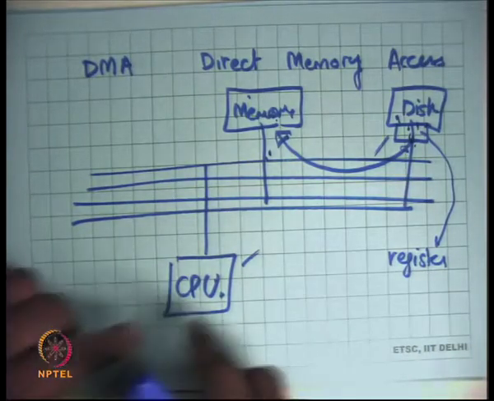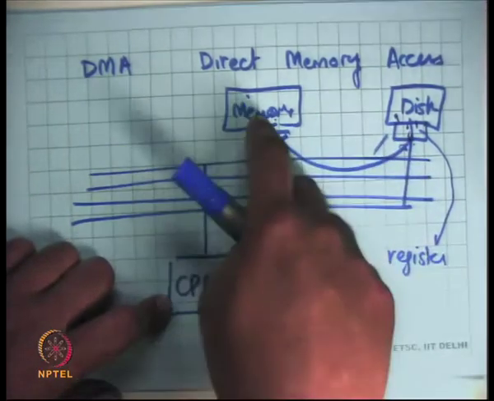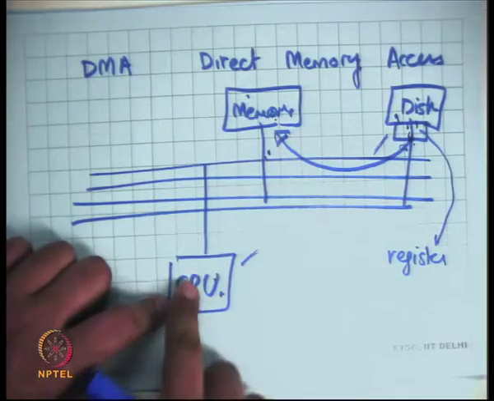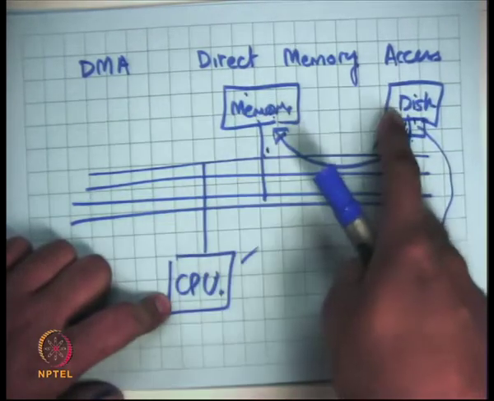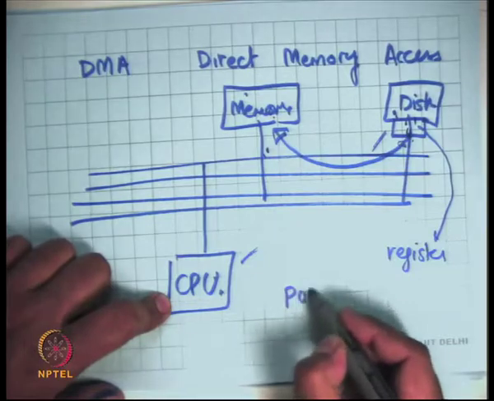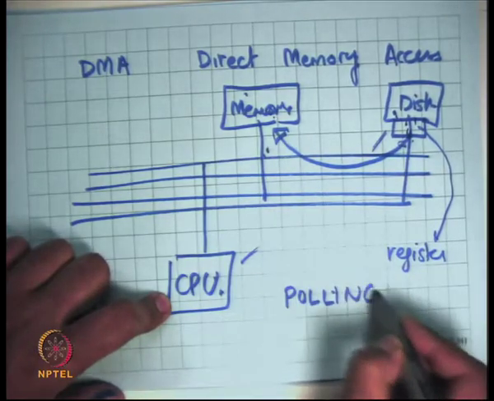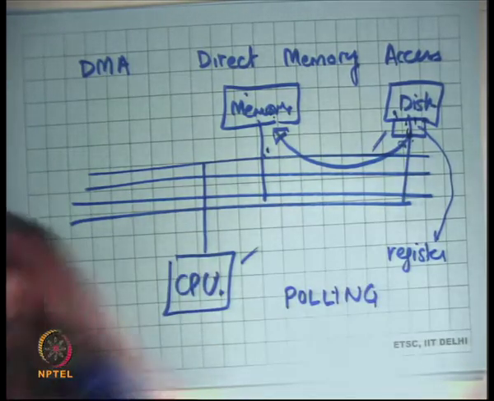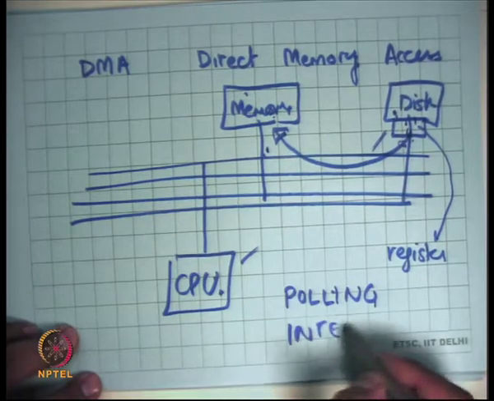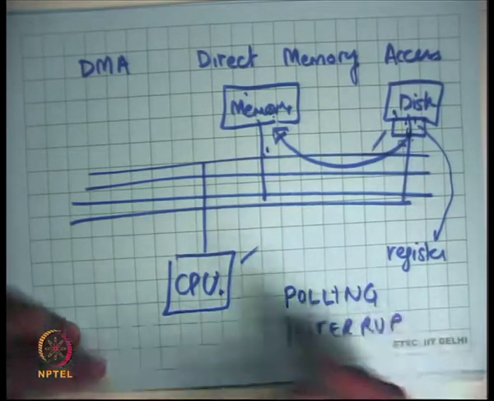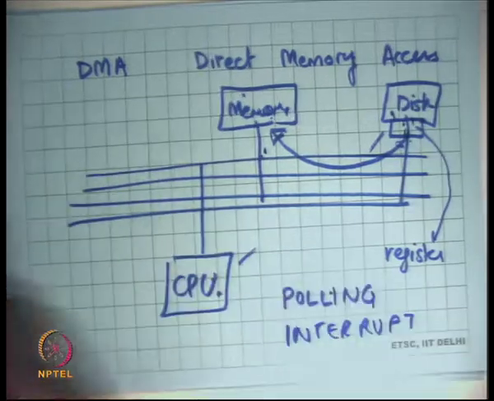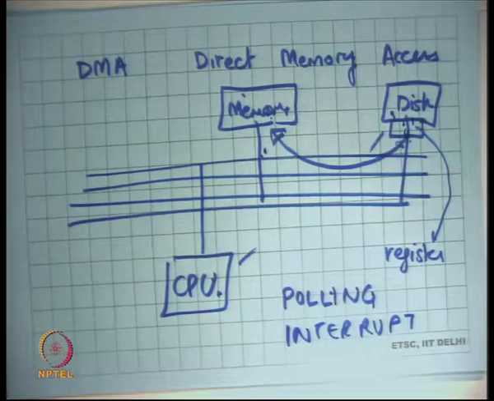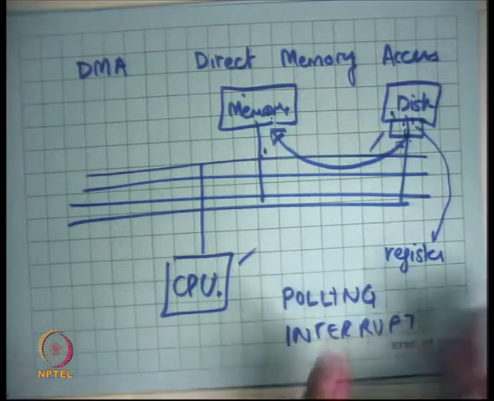We have also seen that when the transfer is finished, the CPU can check whether the transfer is finished either using polling, periodically keeping checking whether the transfer is finished, or interrupts. You can configure the disk controller to generate an interrupt when the transfer is finished, and the interrupt handler will proceed accordingly. All right, so that's the disk.